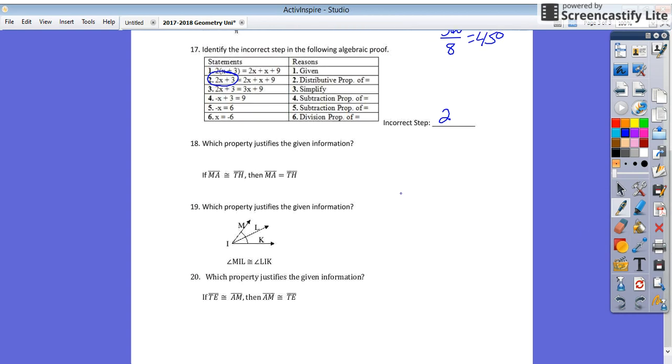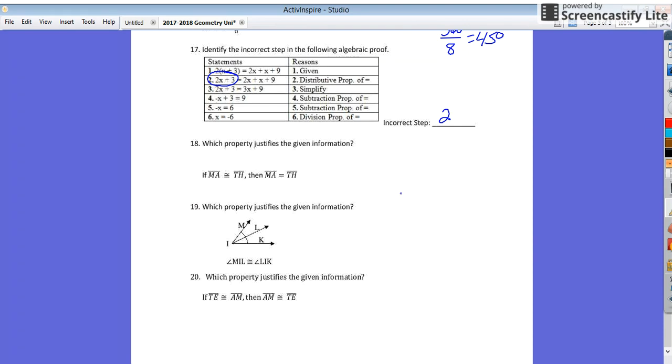On number 18, it says which property justifies the given information. We have if segment MA is congruent to segment TH, then MA is equal to TH. So this is going to be our definition of congruent segments.